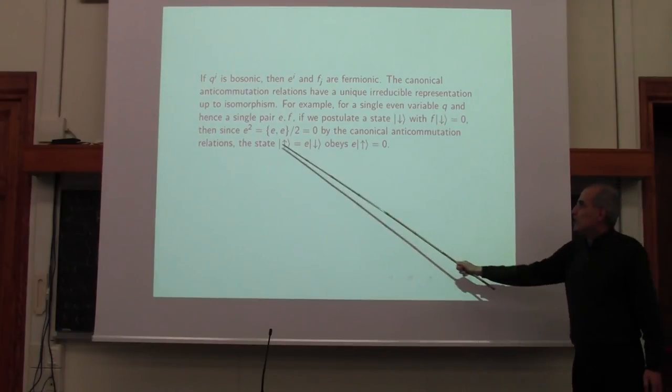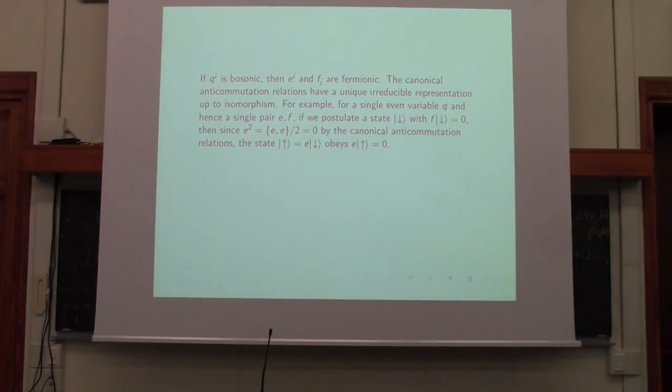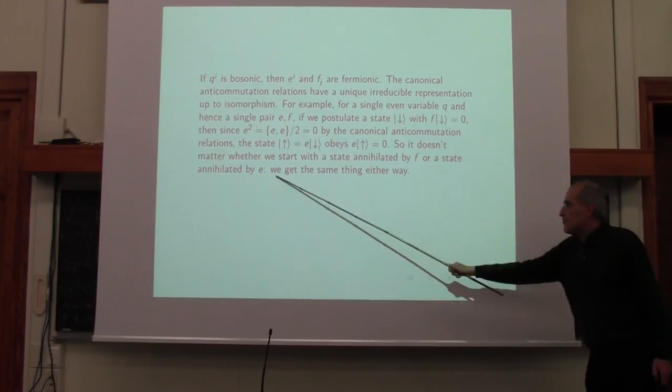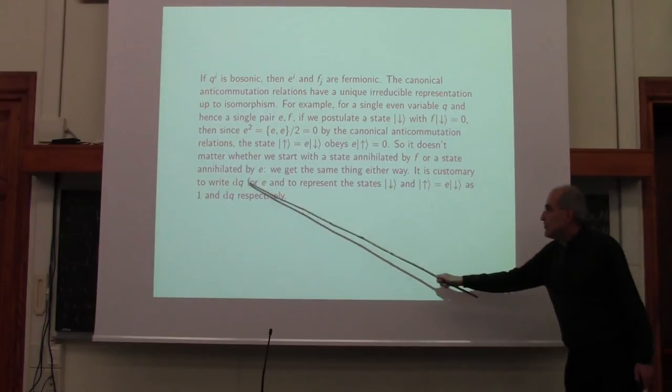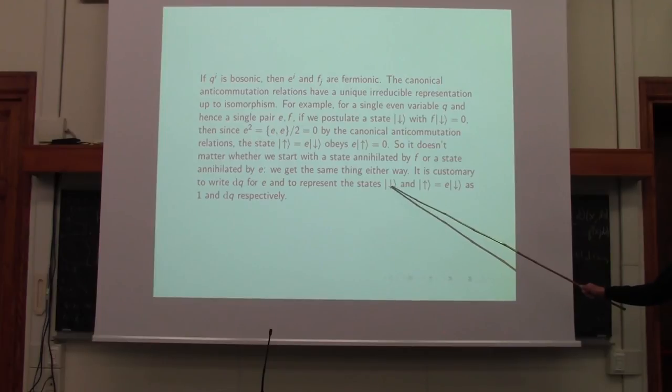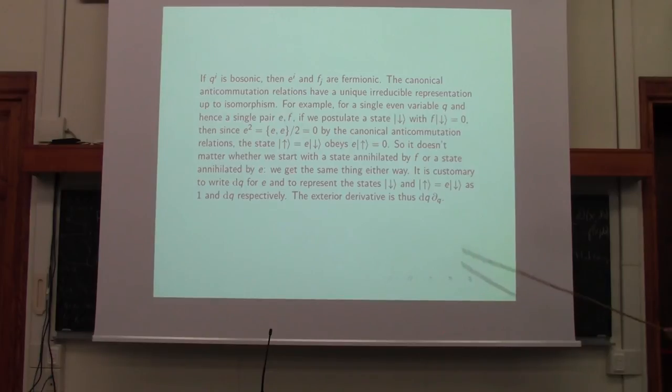But just as f squared is zero, likewise e squared is zero. So the state gotten by acting with e is annihilated by e. Well, it doesn't matter if we start with a state annihilated by f or a state annihilated by e, we get the same representation either way. There's only one irreducible representation up to isomorphism of the Clifford algebra with a finite number of generators. It's customary to represent e as dq and write the states down and up as 1 and dq respectively. The exterior derivative in that representation is dq times d by dq, as is familiar from bosons.